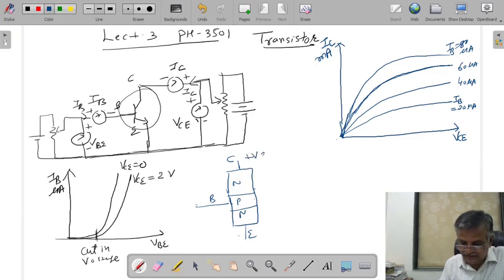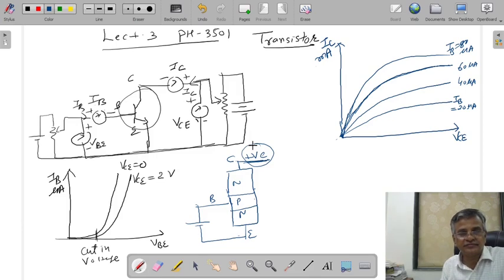Here you have kept a positive voltage. You can see the collector is kept at a positive voltage. So this is your forward bias, again I am showing you, and this is your reverse bias, the collector is reverse biased, because you have kept a positive voltage there.